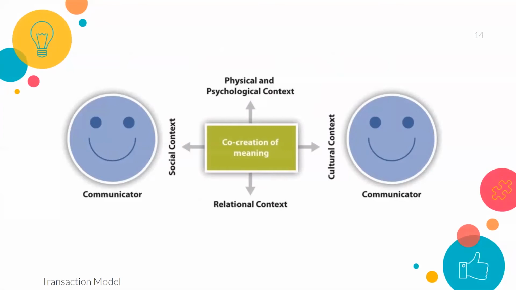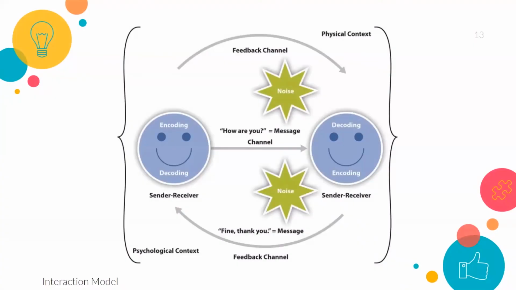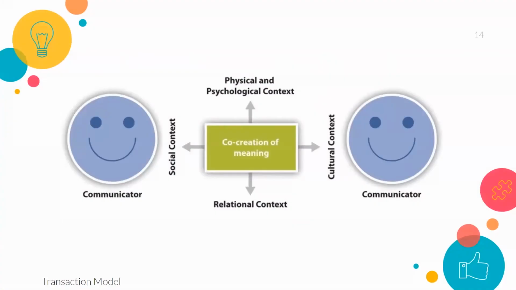And then you have the transaction model, which there is a slightly better graphic for this one, but this is the one the book uses. So if you go in the book, then you can kind of see what this looks like. But it's the communicators always sending and receiving messages with the noise, like this interaction model. But you have more context to look at, and you are together creating the meaning of what you are saying.